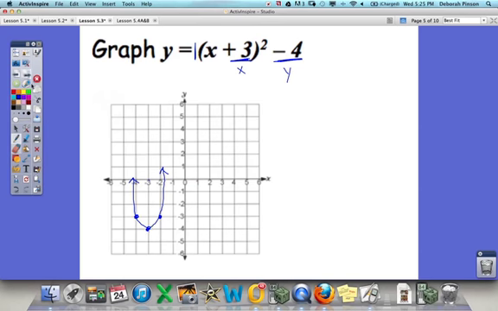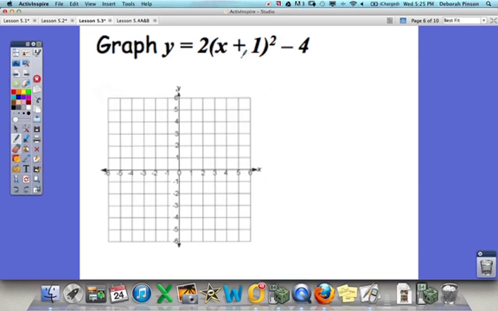Okay, let's do one more of these. So I'm going to graph my vertex. So back 1, down 4. I don't know why I keep using that negative 4. And then my A is 2. So to get my first points, I'm going to use that up 2 over 1, and sketch in my parabola.